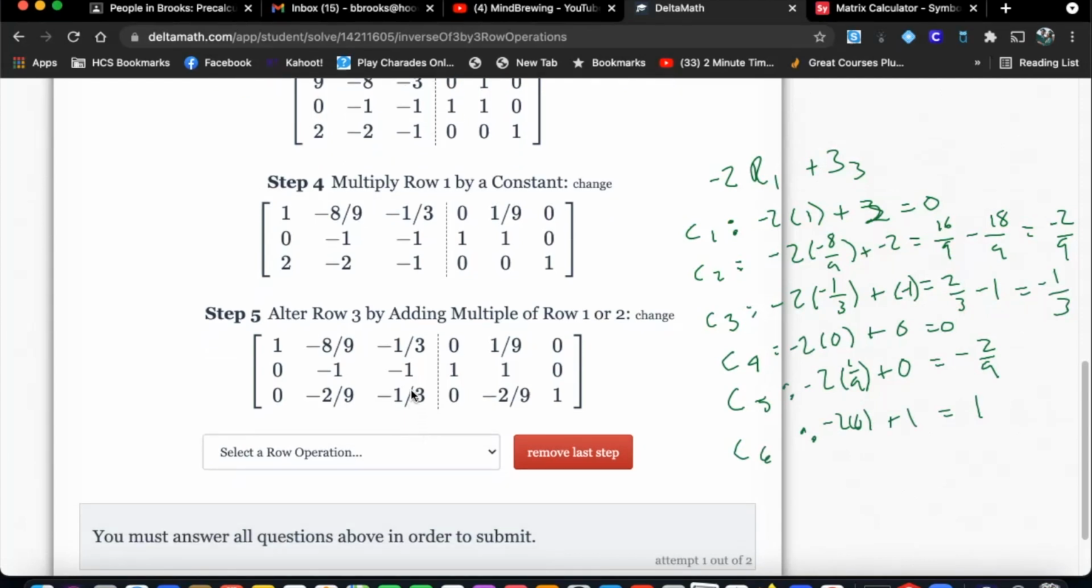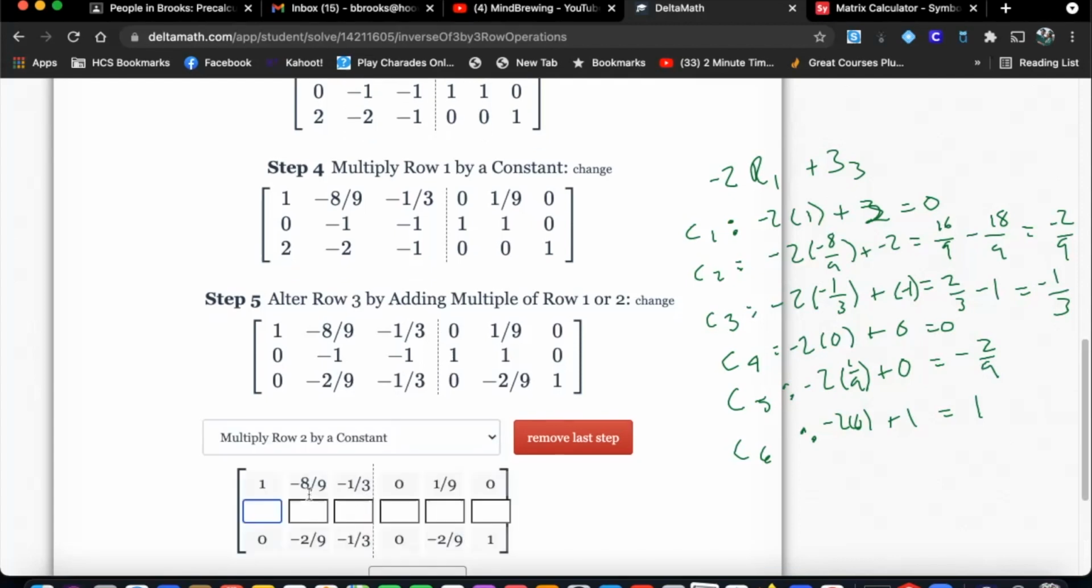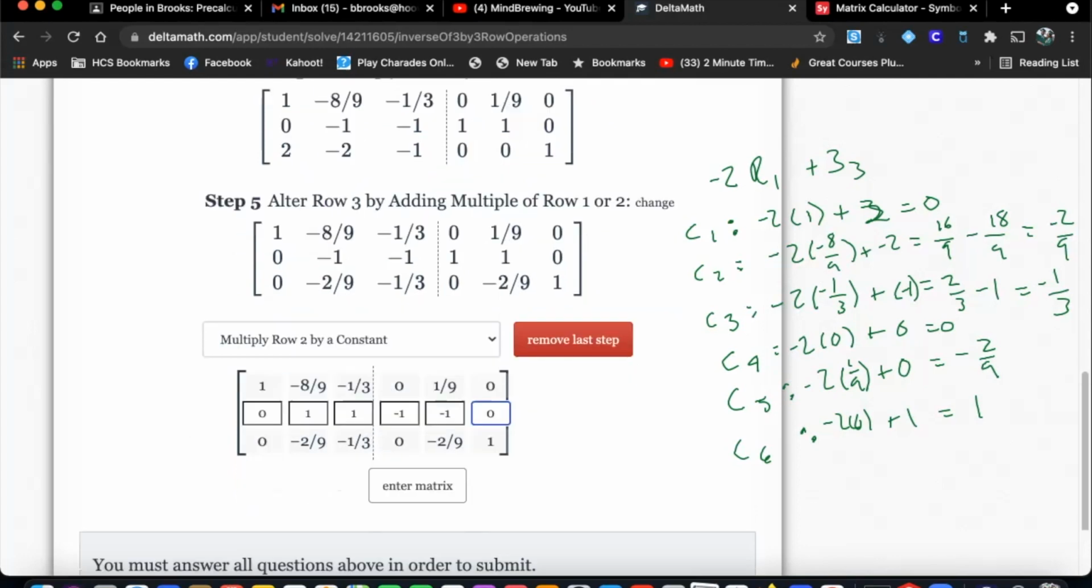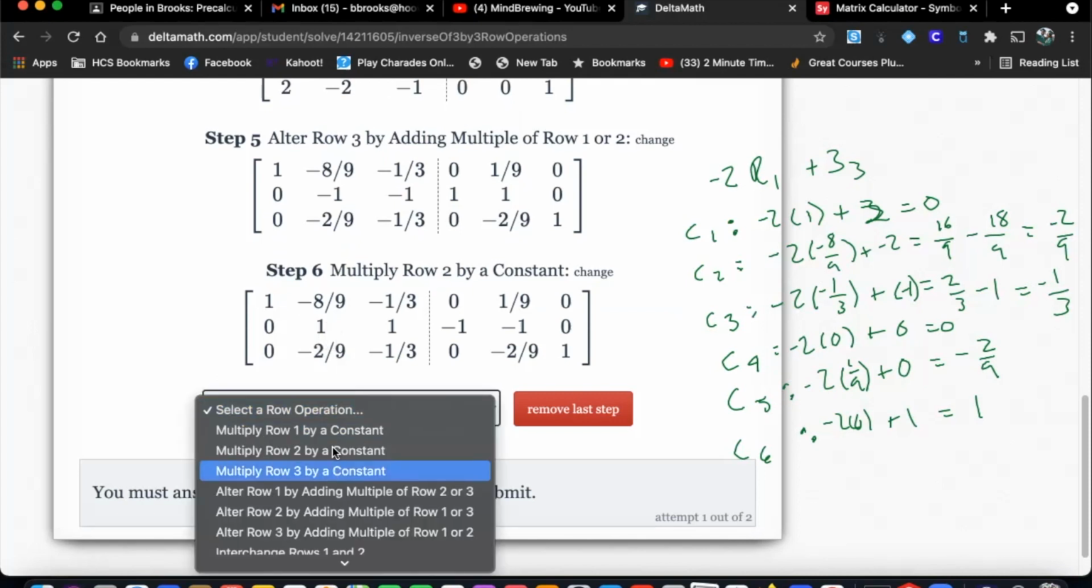Now, I'm going to multiply row 2 by a constant just to change the signs there. So I have 1, 1, -1, -1, 0. And then I'm going to multiply 1 by +2/9 and add it straight down.